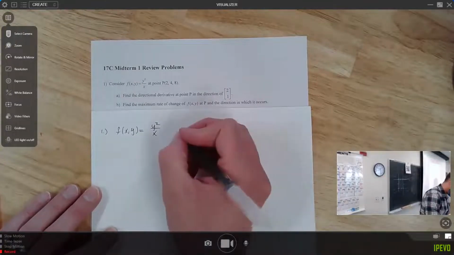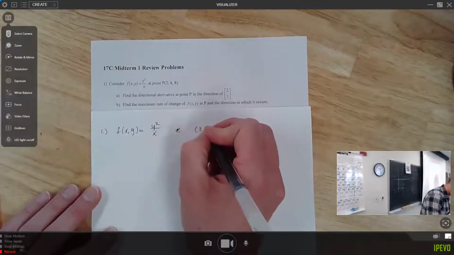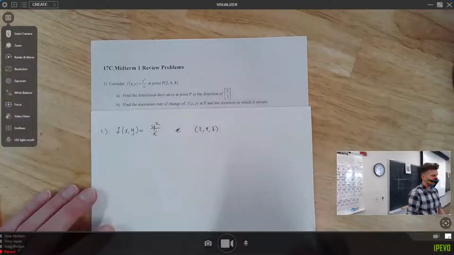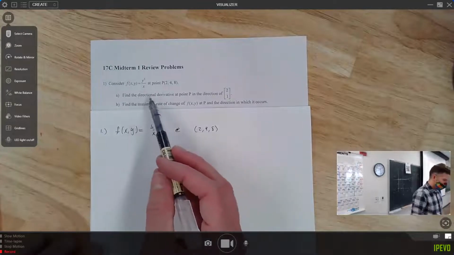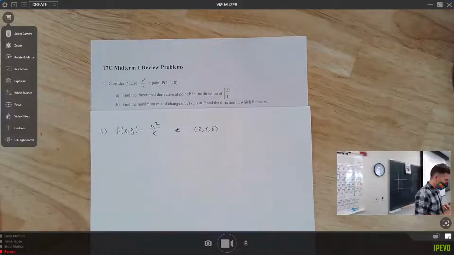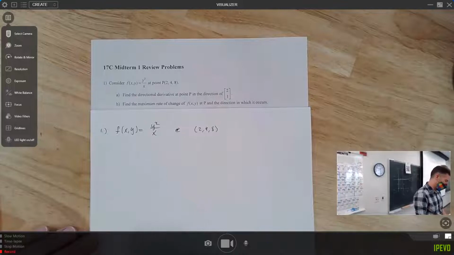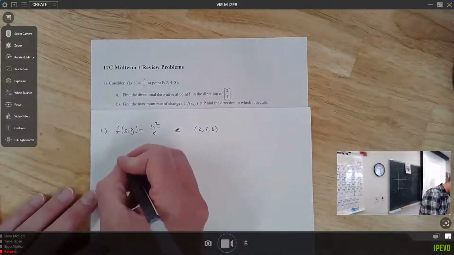At the point (2, 4, 8). You could also just be given the point (2, 4) and be expected to find the function value was 8. So we want to find the directional derivative at P in the direction of (2, 1). All right, well, we know how to find directional derivatives.